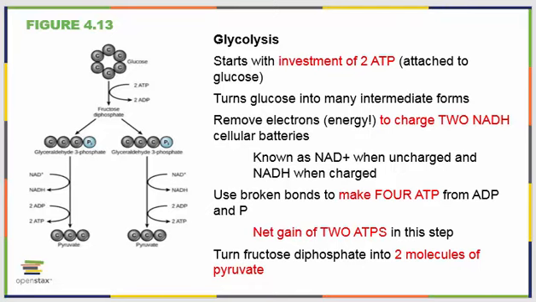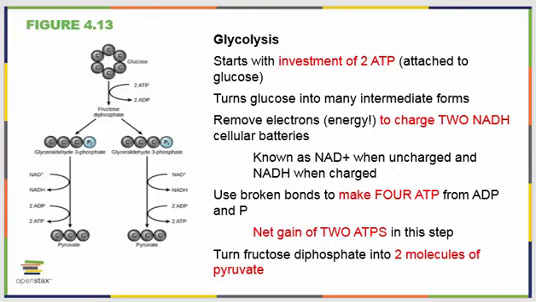As you go through those intermediate forms of glycolysis, as you're breaking some of those bonds, you end up removing electrons and hydrogen ions, and you move them onto cellular batteries, known as NADH when they're charged. When they're not charged, you haven't used the battery yet, we call it NAD+. We'll get to those batteries later. Just know that as we break these bonds, we release electrons and hydrogen ions, and we capture them for use later.